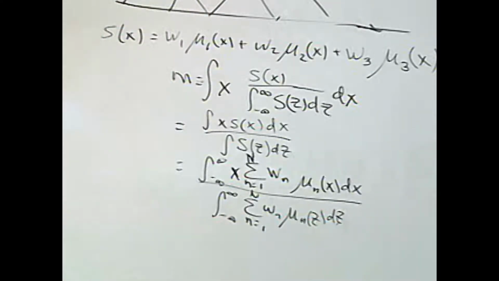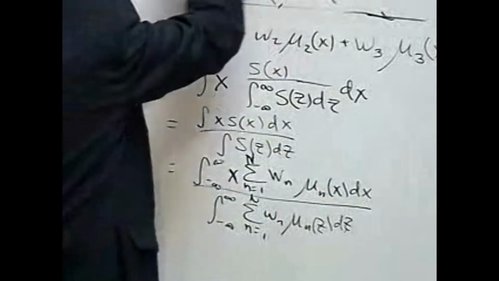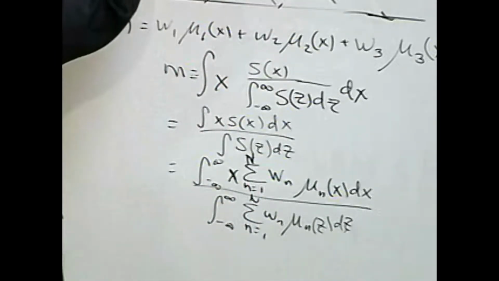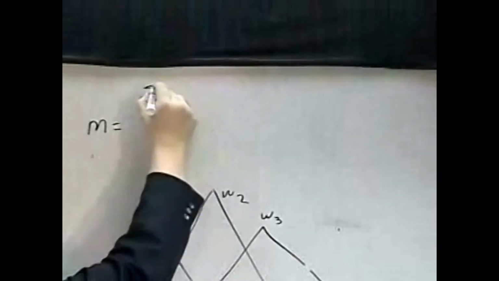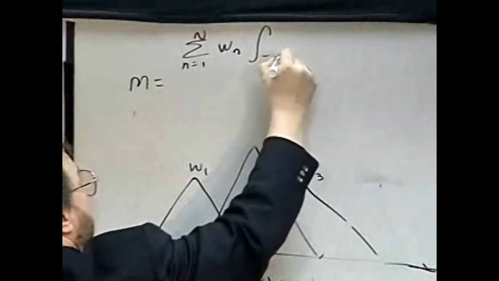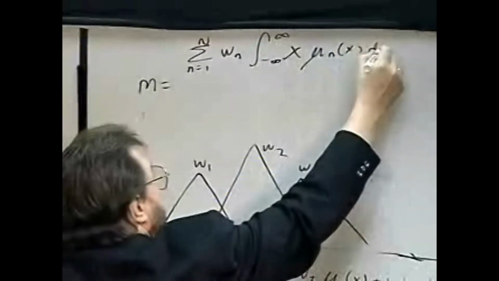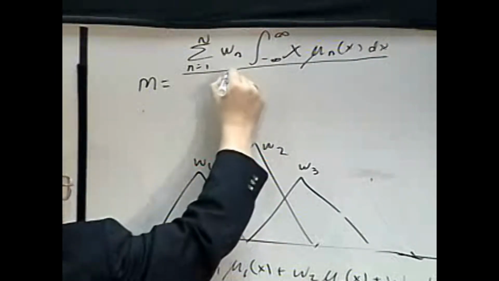You following me so far in the math? It's pretty straightforward, just substitution. If we go up here, I'm going to continue this math instead of running off the board here. We're going to continue the math on the top, and we're going to say that the mean is equal to, and I'm going to rearrange these integrals now. We have the summation of n is equal to 1 to N of w sub n times the integral of x times mu sub n of x dx. And in the denominator we have the following.